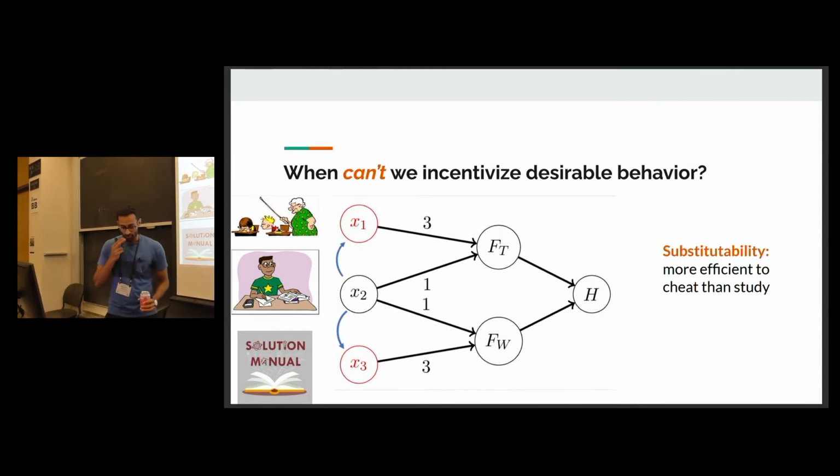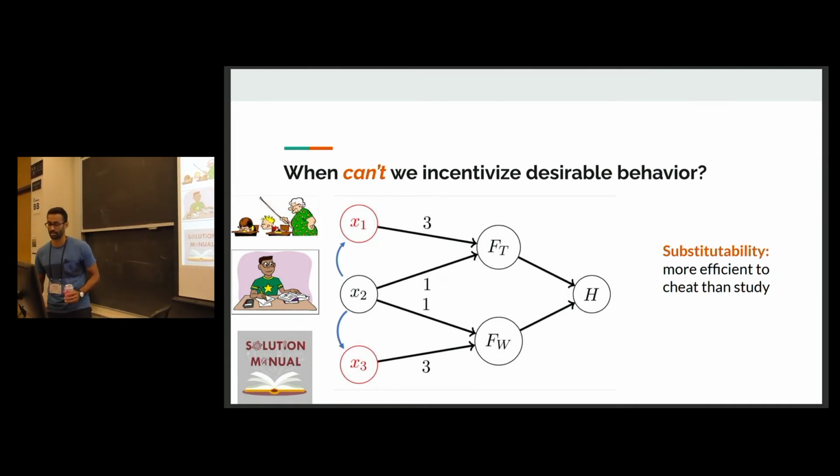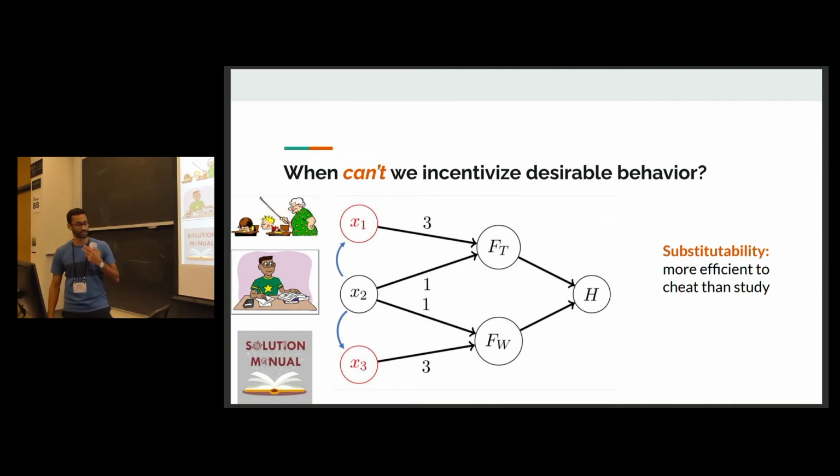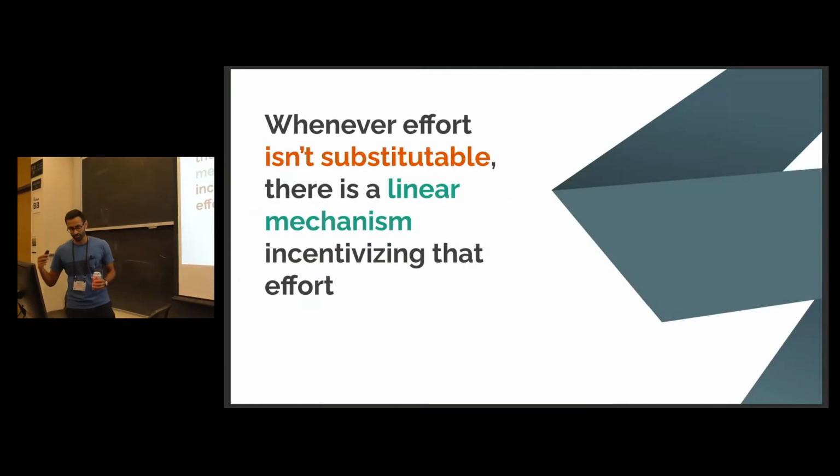Now, the more relevant question to ask, though, it turns out to be, when can't we incentivize desirable behavior? When is it impossible to get students to study? And the short answer for this is that there's a substitutability argument that you can make that just says, whenever I could pull effort out of studying and reroute that effort into cheating, and still obtain higher scores, obviously I can't incentivize people to study. Okay, so this might seem like a fairly natural condition. This might be the first thing you think of. And the main result that we have in this work is actually to say that this is a tight condition.